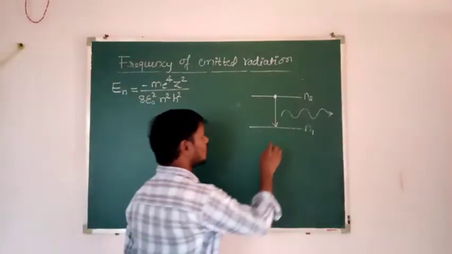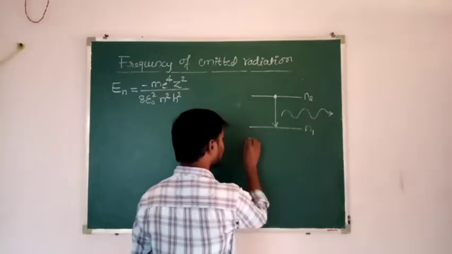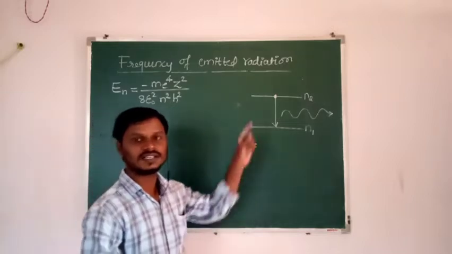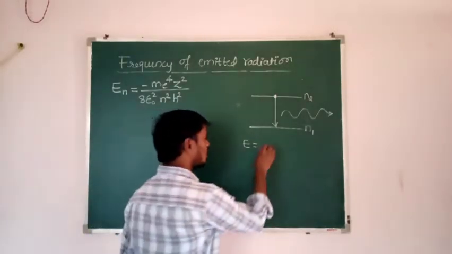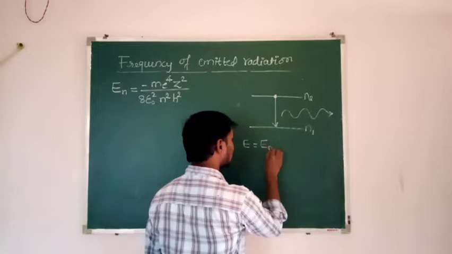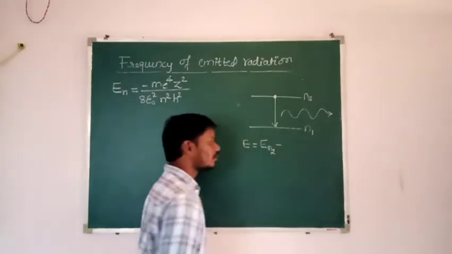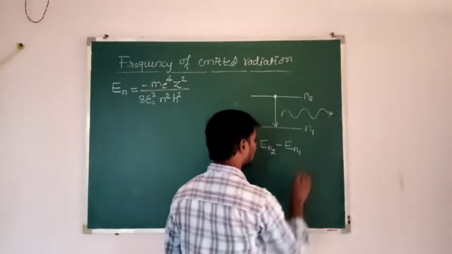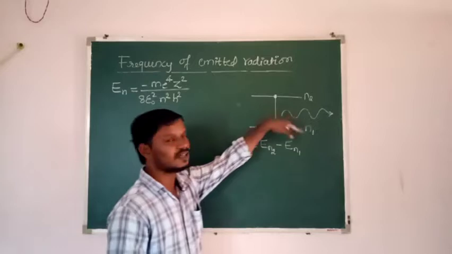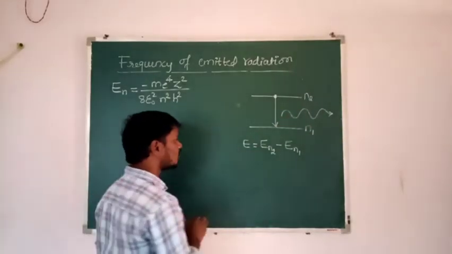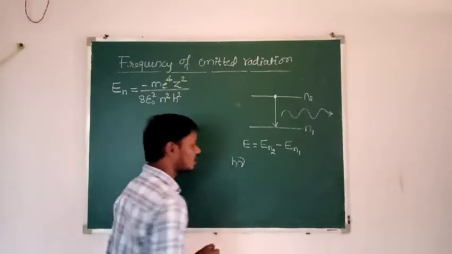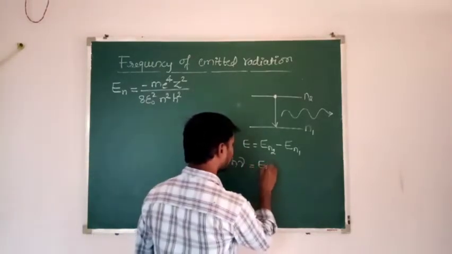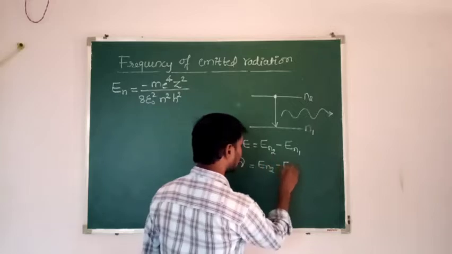See here. The energy of the emitted electromagnetic radiation can be written as E is equal to the difference in energies of the electron in the higher orbit and lower orbit. Energy of an electron in the higher orbit can be written as En2 minus energy of an electron in the lower orbit, En1. We are going to find the frequency of emitted radiation. E is nothing but h into nu. Then h into nu is equal to En2 minus En1.